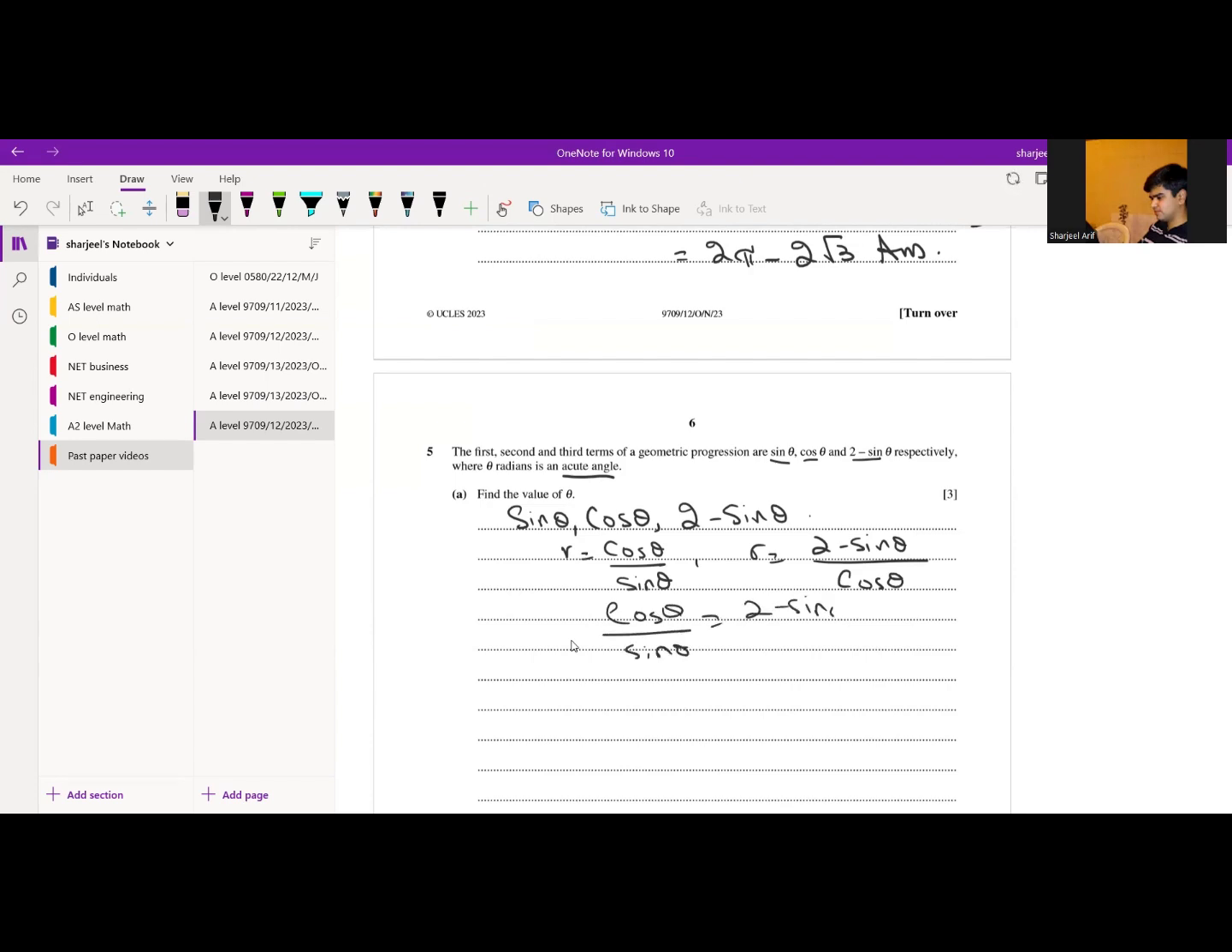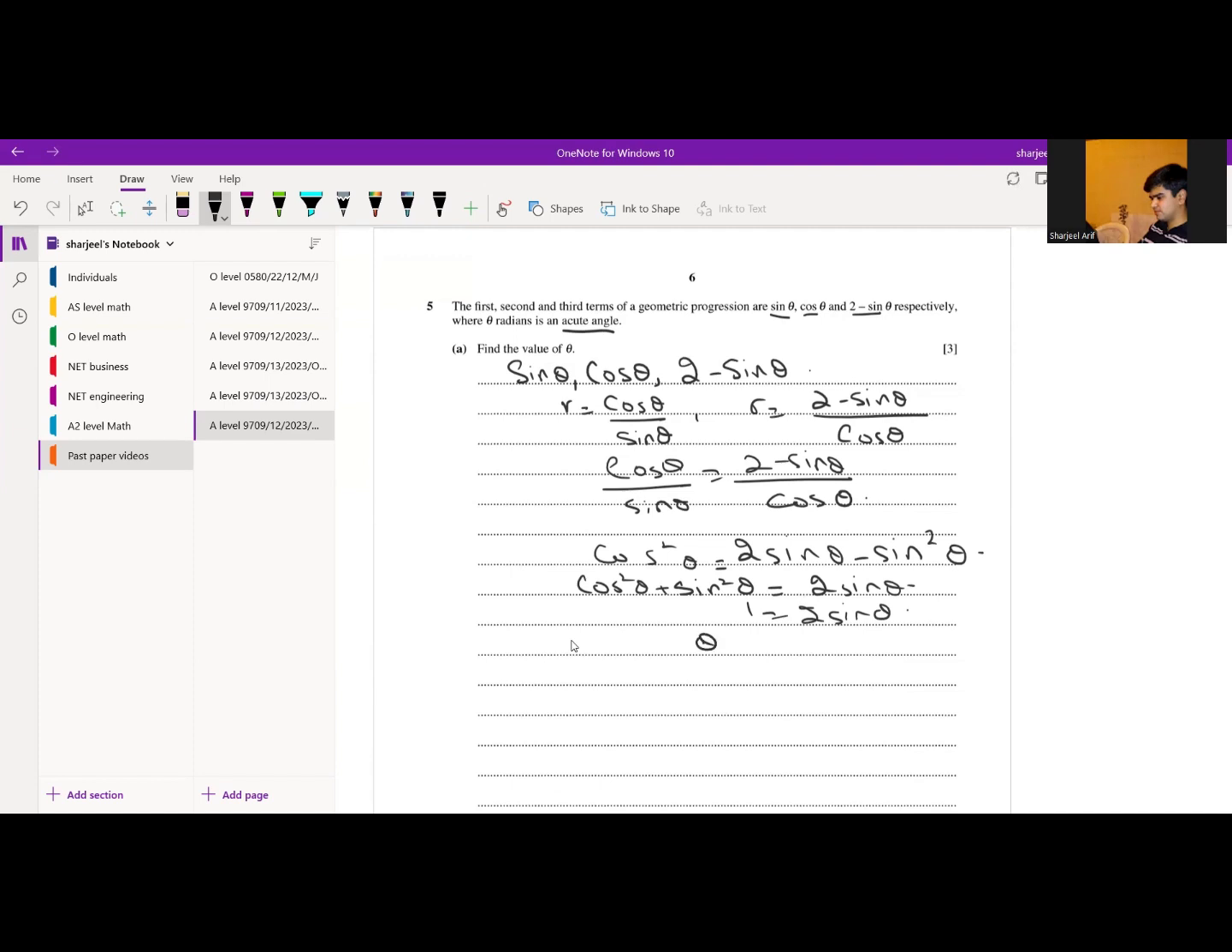So our equation will become cos square theta equal to 2 sine theta minus sine square theta. We will switch the position of sine square theta. So cos square theta plus sine square theta is equal to 1. So sine theta will be equal to 1 by 2, so theta is equal to sine inverse 1 by 2, which is pi by 6 radians.